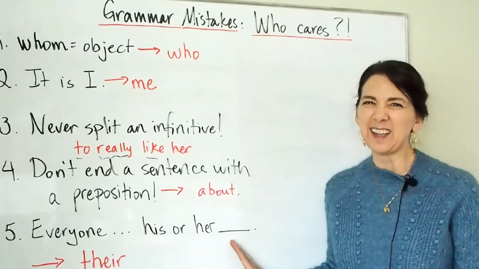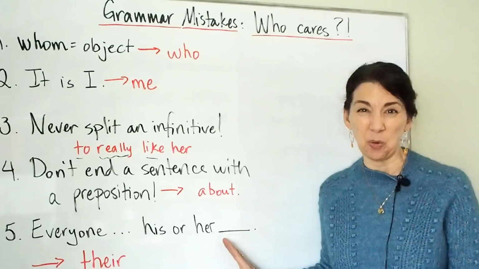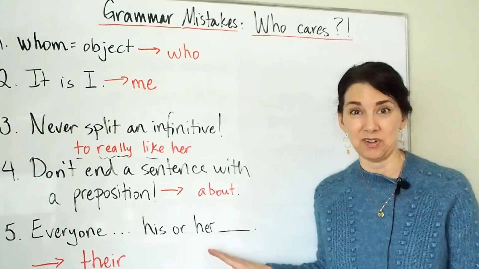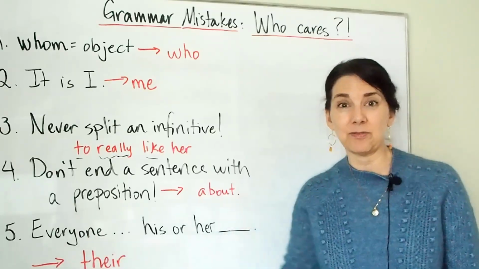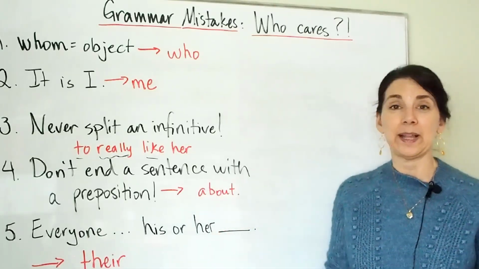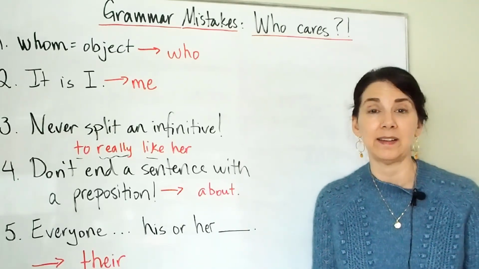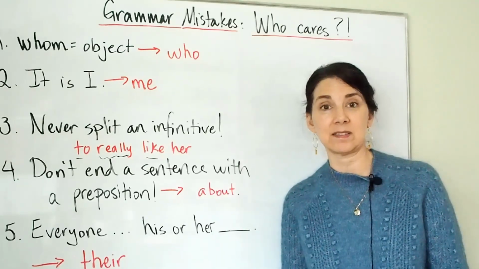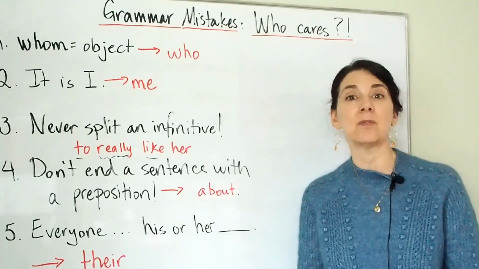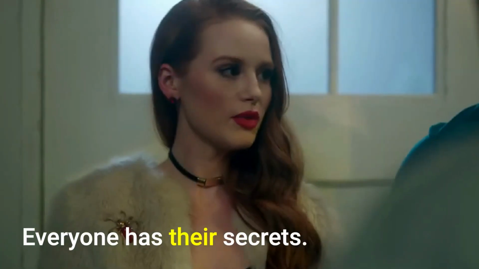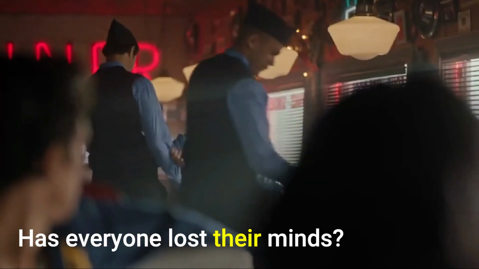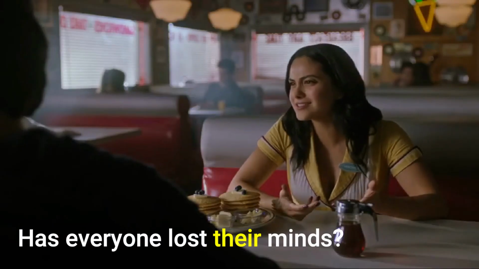Well, that's getting kind of long and kind of annoying that we have to use 3 words here as the pronoun for everyone. So what has happened over time? We just use their, and that's totally fine. Everyone has their test. Everyone has their own way of doing things. Everyone has their secrets. Has everyone lost their minds?